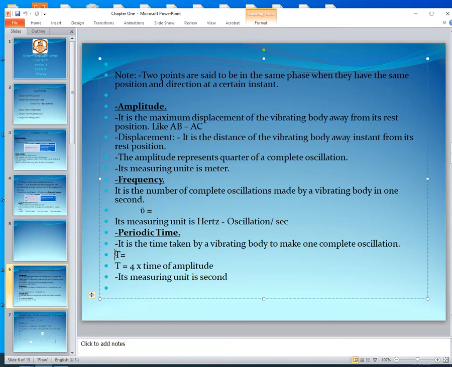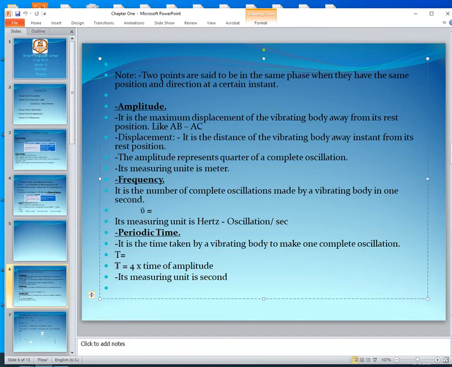The time of one cycle will be calculated by the rule total time over total number of turns. So it will be 10 seconds divided by 100 turns. So it will be 0.1 second. This is the periodic time. So T equals total time over number of complete oscillations.